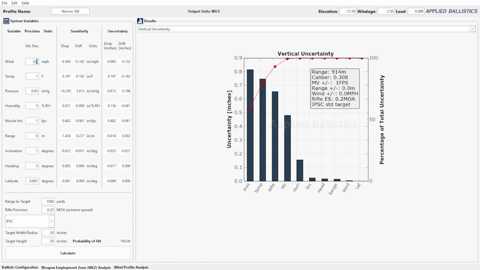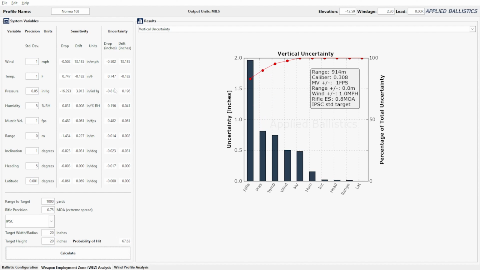So if we've got, let's say, plus or minus 1 mile an hour for wind, and let's say we've got a 0.75 minute of angle capable rifle system, and we've got a muzzle velocity of plus or minus 10 FPS, which is again still pretty good ammo.